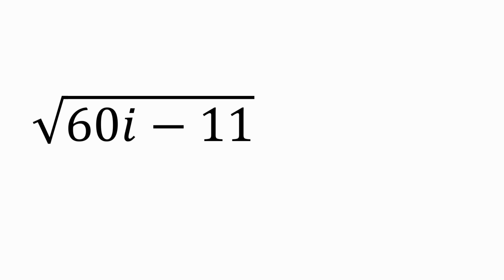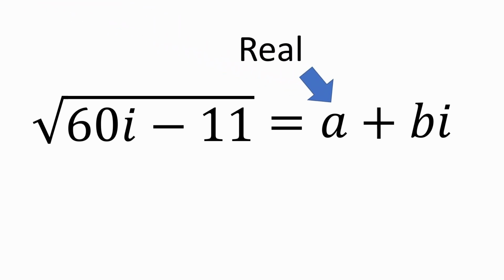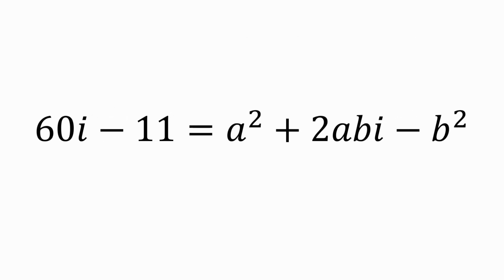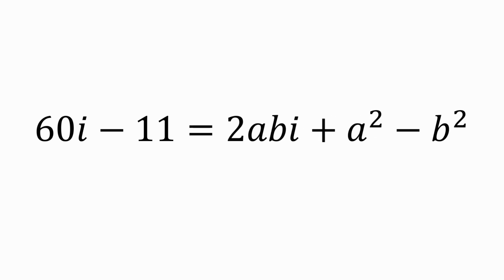The first thing we'll do is set this expression equal to a generic complex number, a plus bi, where a is the real part and b is the imaginary part. Now let's square both sides. We'll just do a little rearranging of the right side. And it seems like this equation is impossible to solve. But there's a clever trick we can use.